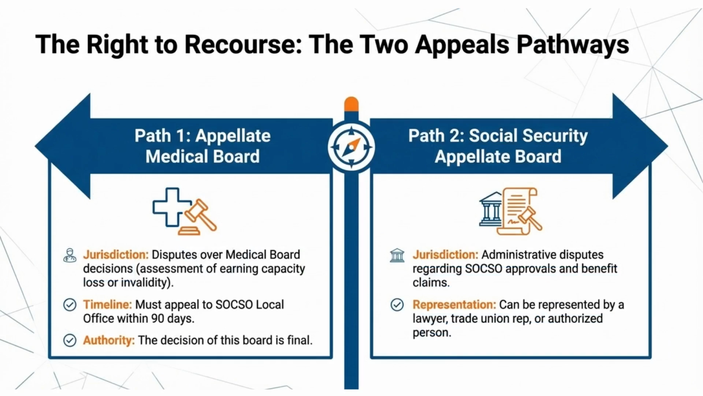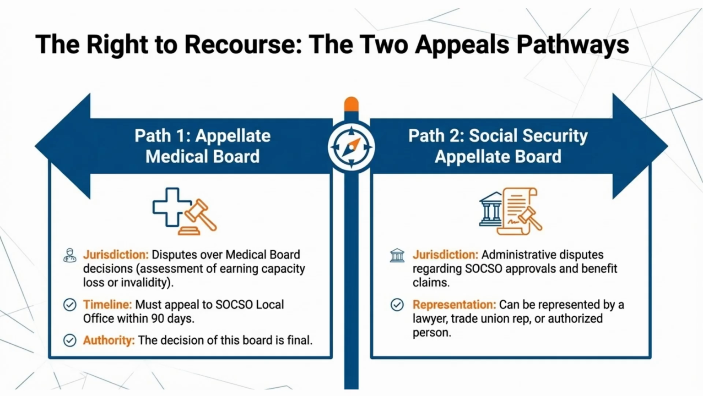SOCSO provides 2 appeal mechanisms for different types of disputes. Path 1 is the Appellate Medical Board, which handles disputes over medical board decisions regarding the assessment of permanent loss of earning capacity or the determination of invalidity. An employee who is dissatisfied with a medical board decision can appeal to the Appellate Medical Board through the SOCSO local office within 90 days of the date on the letter informing the medical board's decision. The decision of the Appellate Medical Board is final.